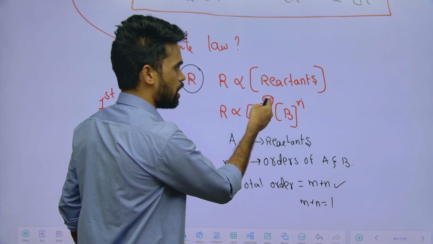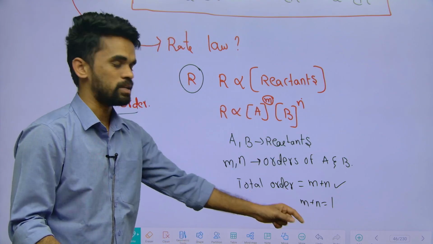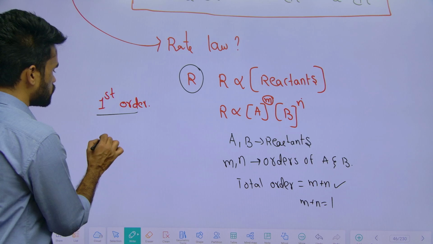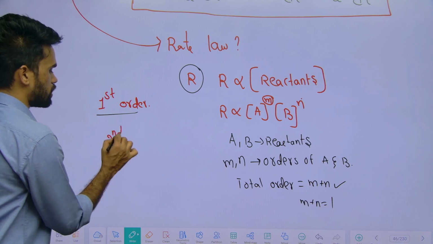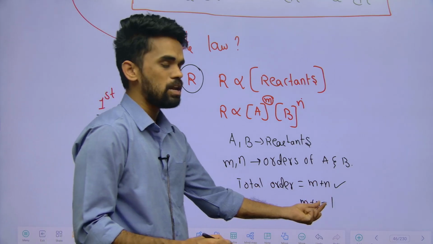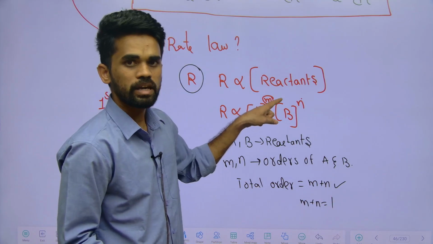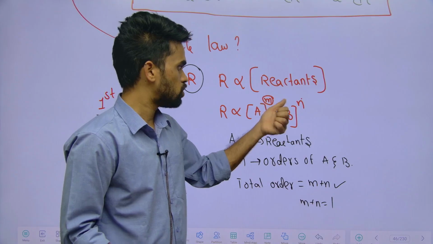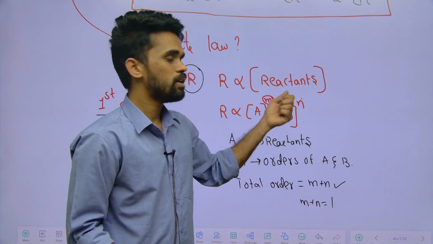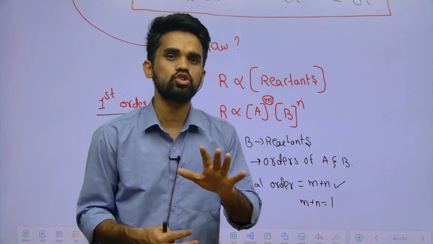Otherwise M can be half and N can also be half. The total sum should be equal to 1. That you can say is a first order reaction. And the next one is the second order reaction. Second order reactions mean the total M plus N value should be equal to 2. It can be any form. M can be equal to 2 and N can be 0, or this will be 0 and this will be 2, or both 1 and 1. It can be any format, but the total sum should be 2.